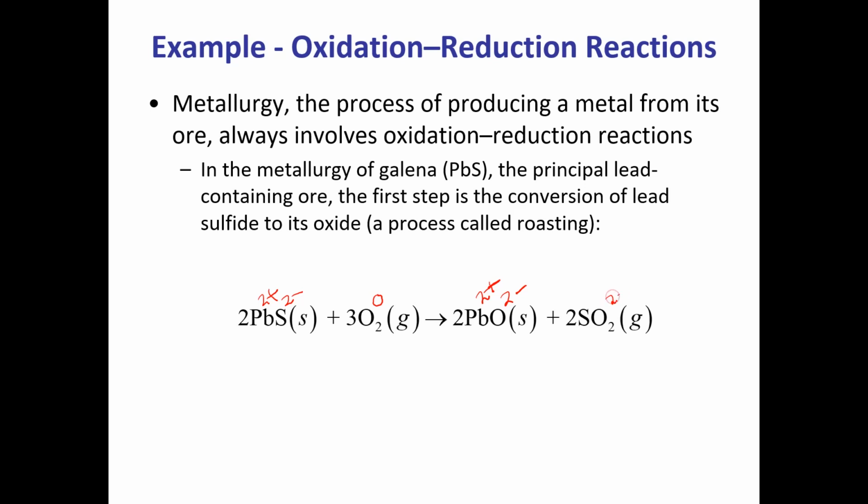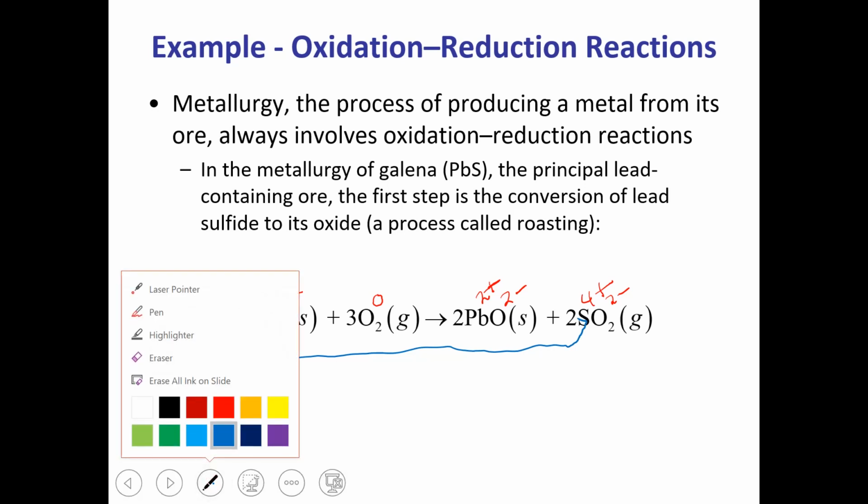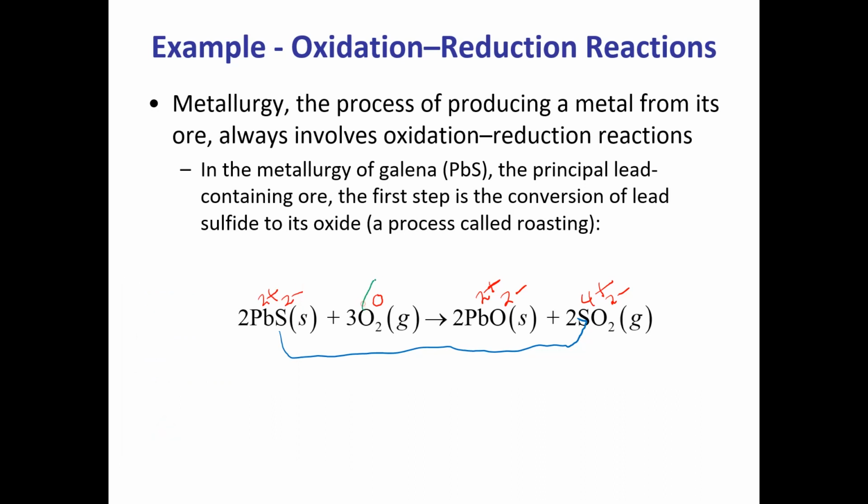Again, oxygen has a charge of 2 negative, so 2 negative times 2 is 4 negative, which means that sulfur has to have a 4 positive charge on it. So lead does not change oxidation states going from the reactant to the product. However, sulfur does. Sulfur goes from a 2 negative to a 4 positive, and oxygen goes from neutral to 2 negative.